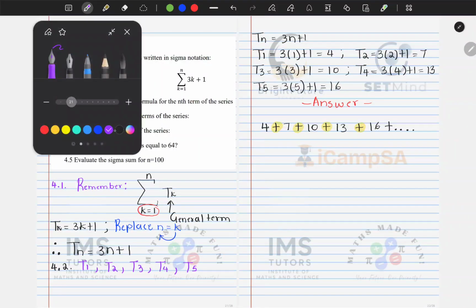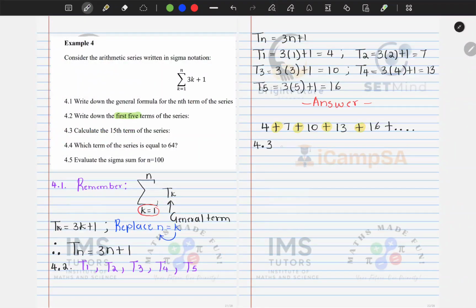So let's go ahead and have a look at 4.3. So in 4.3 we are asking ourselves, what is T15? This should be very easy because we actually already have our general equation. So we'll just plug it in. So T15, wherever we see n, we'll put 15. So 3 times 15, that gives us 45. 45 plus 1, that becomes 46. So therefore, our T15 is 46. So next, let's have a look at 4.4.